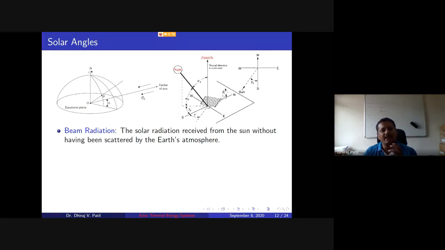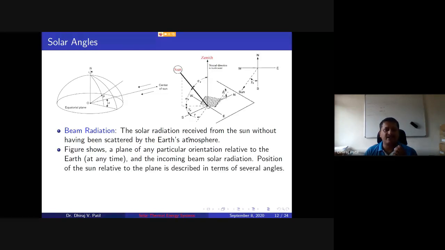Beam radiation is the radiation that is coming from the center of the sun. So this is your beam radiation, received from the sun without having been scattered. And diffuse radiation is when it is scattered. This figure shows various angles, zenith angles and so on. The zenith direction is basically the normal direction to the surface.